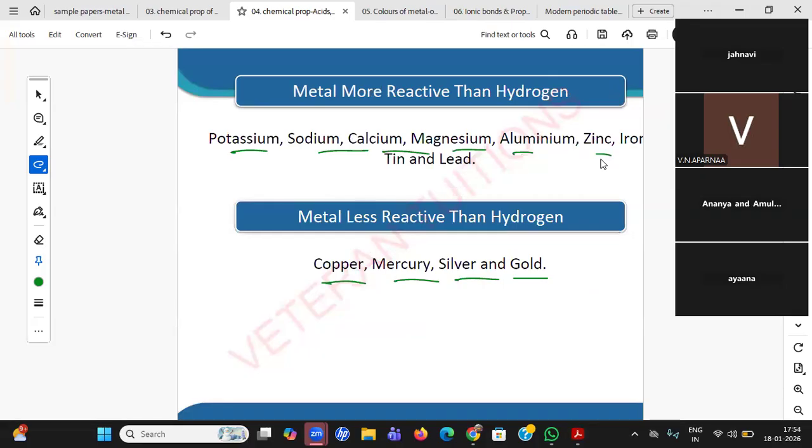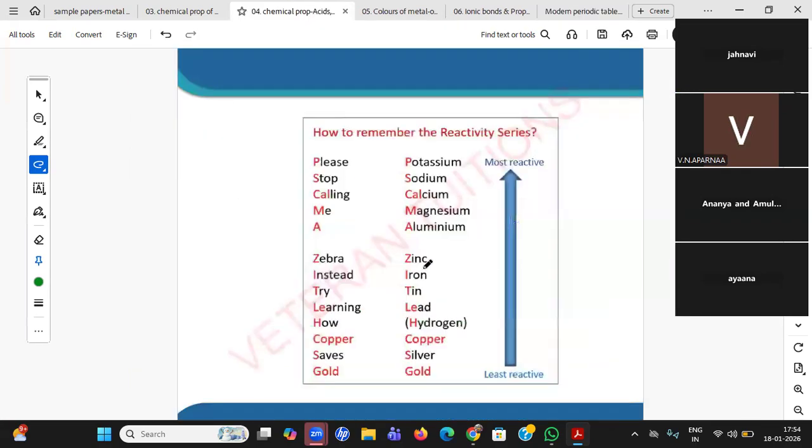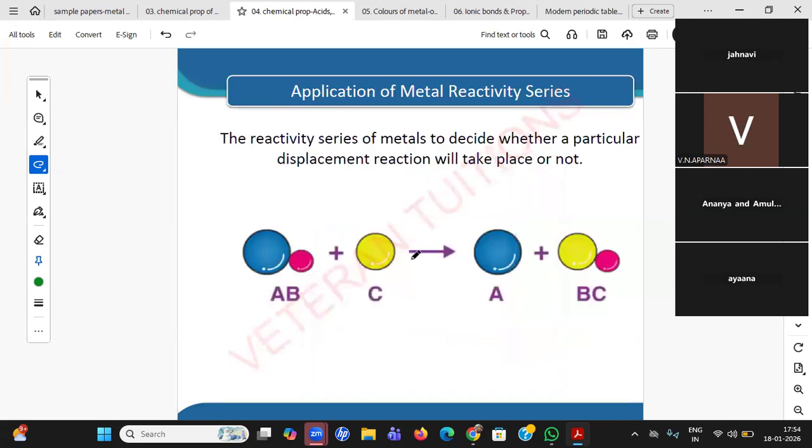Carbon is a non-metal then? Carbon is a non-metal, student. Carbon is here, you see, hydrogen is here. Carbon is a non-metal. Okay, yeah. So student, with the help of the metal reactivity series, you can answer many questions on displacement reactions. You will find at least one MCQ or one 2 mark question on displacement reactions. With the help of simply that reactivity series, you can directly give the answer.